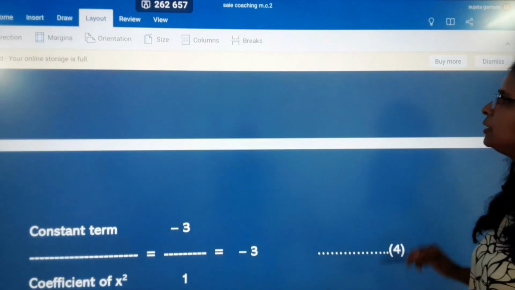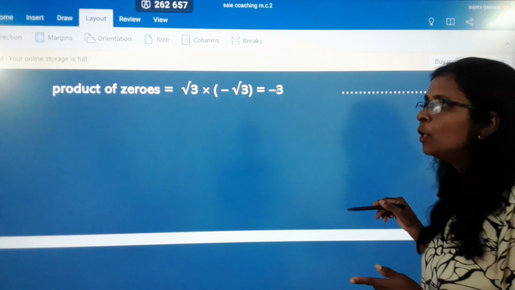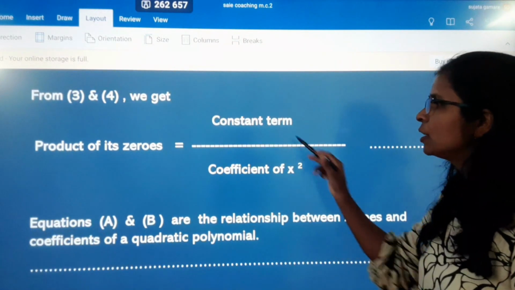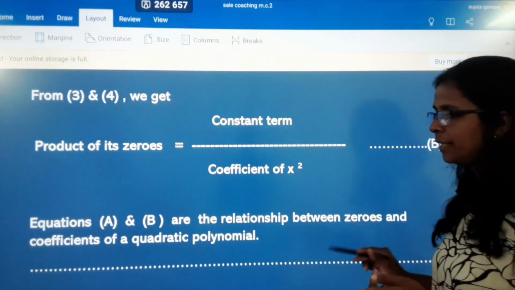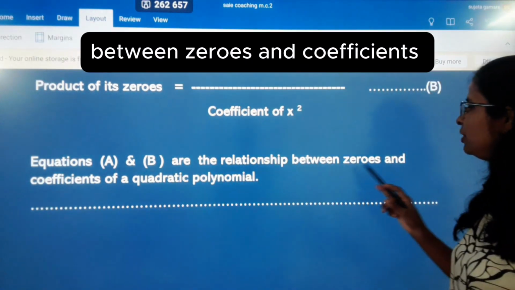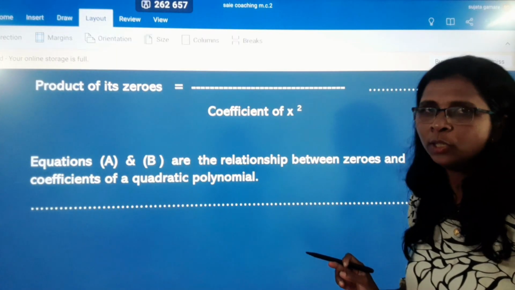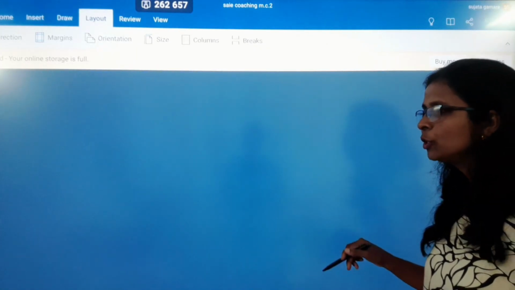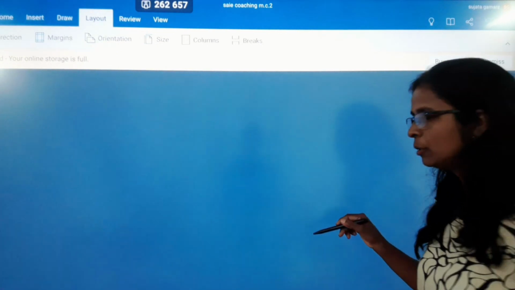Now see the third equation and the fourth equation. We get the same values. So we say that the product of the zeros is equal to the constant term upon the coefficient of x square. Call it B. So from equations A and B we get the relationship between the zeros and the coefficients of a quadratic polynomial. This way we can verify the relation between the coefficients of the polynomial and the zeros of the polynomial.